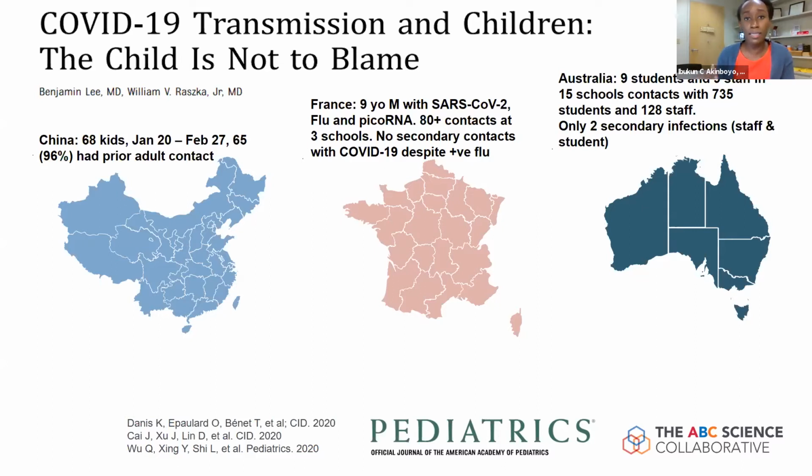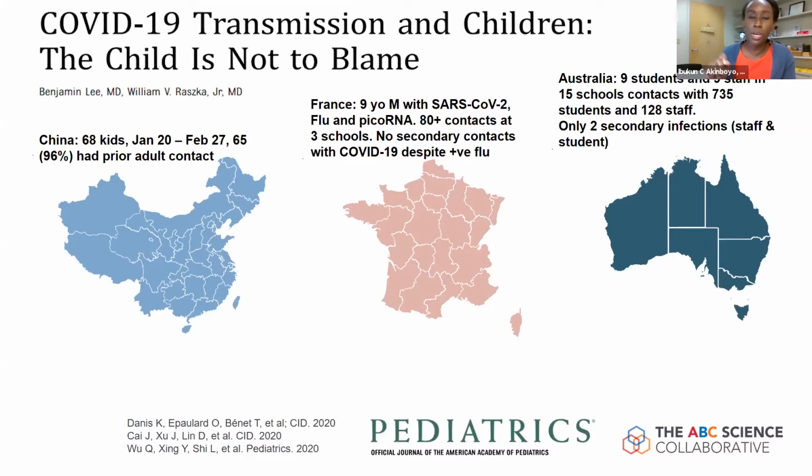When they looked at who exactly got the kid infected, about 96% of them had a prior adult contact. Again, that doesn't negate the fact that kids can spread this, but it seemed early on in the pandemic, kids were getting it from adults. Probably reflects what we're doing in our community. Everything was shut down. However, in France, on the other hand, they had opened schools back.